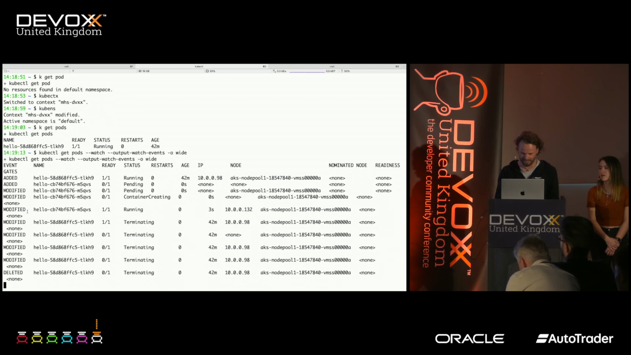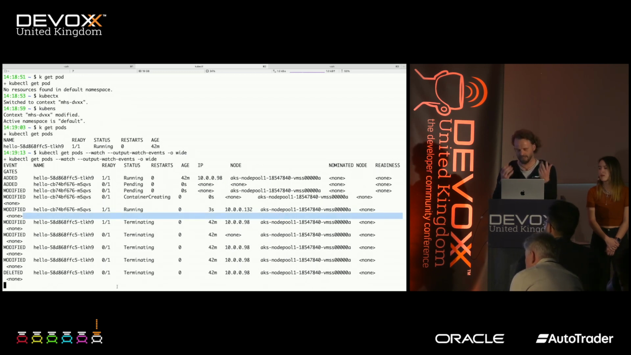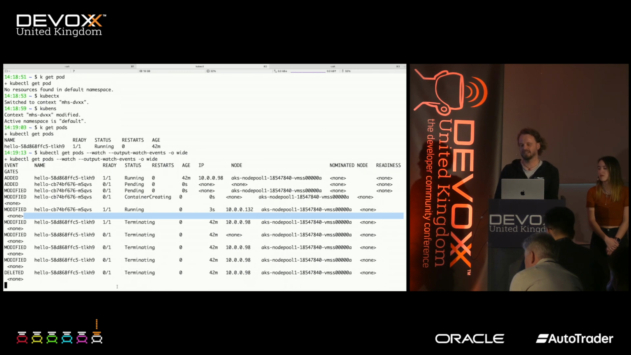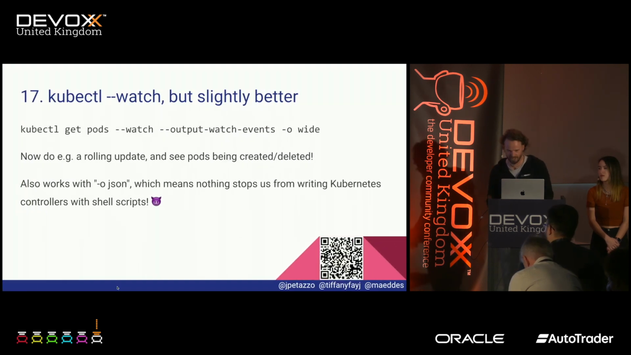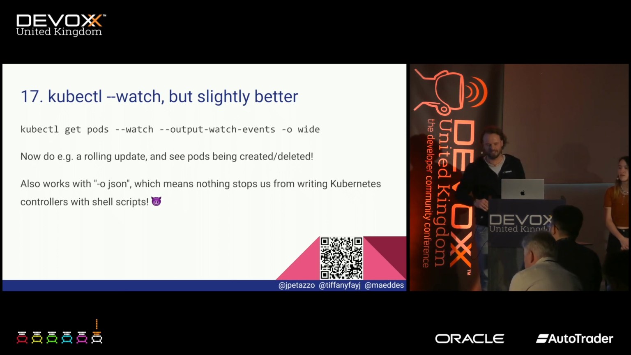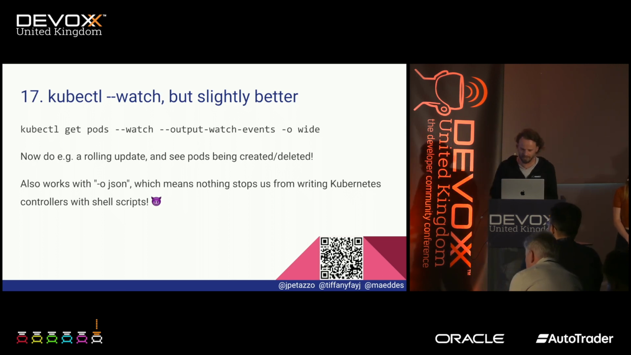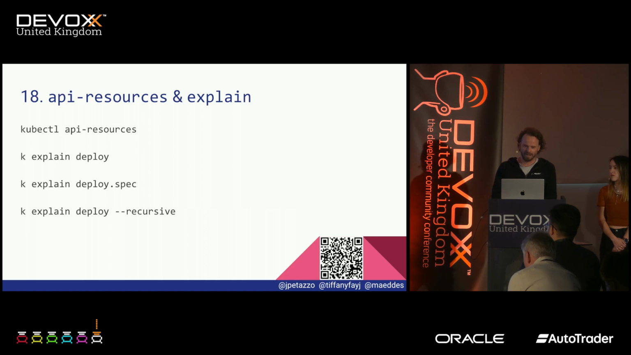This one has been modified. It ended up in a state of running again. This is the new pod, and the old one has been terminated and went away. So this can be helpful if you really want to track the status changes of the individual resources. And you can also put the output into JSON. That basically means you can write Kubernetes controllers with shell scripts. I'm not sure if this is what you want to do, but potentially you could.